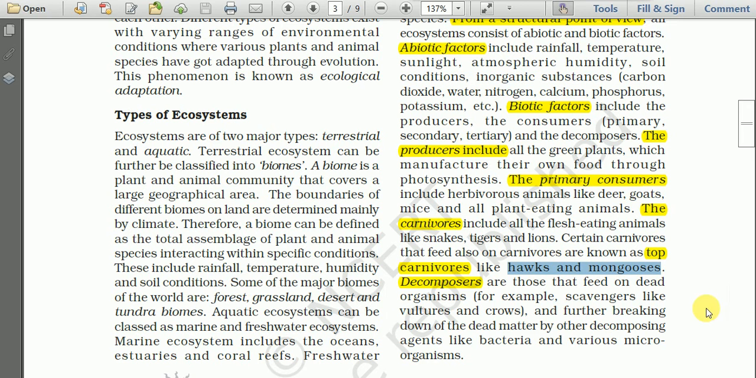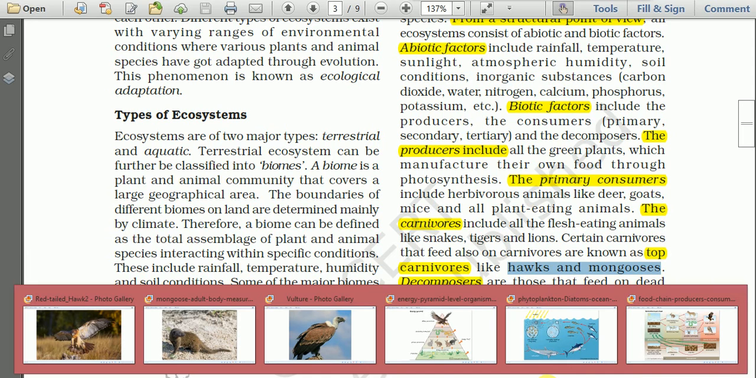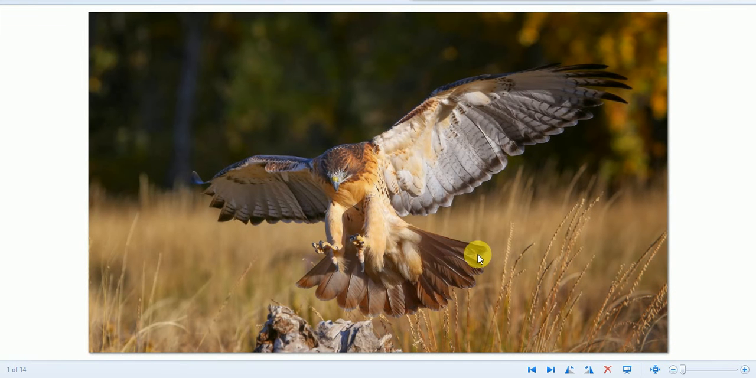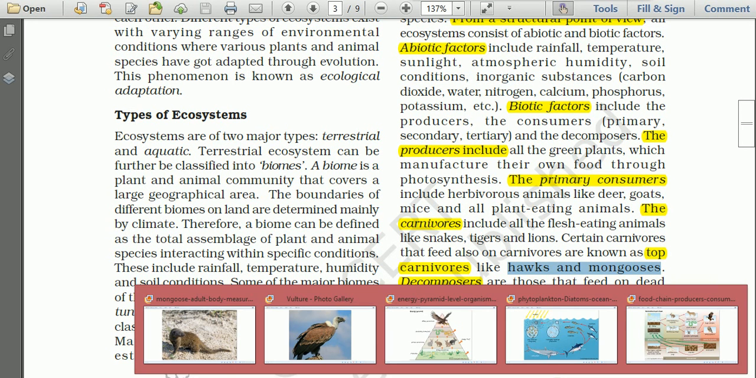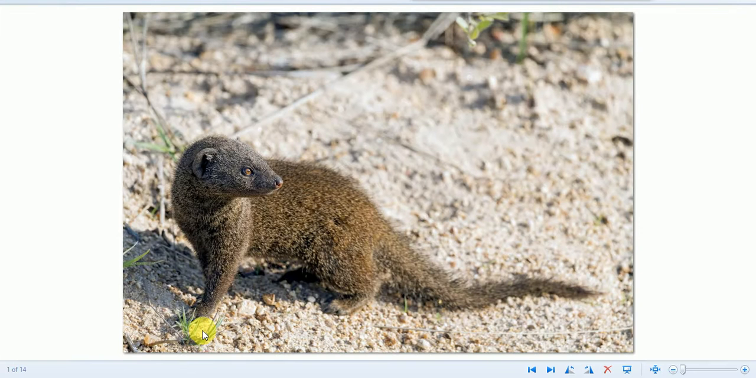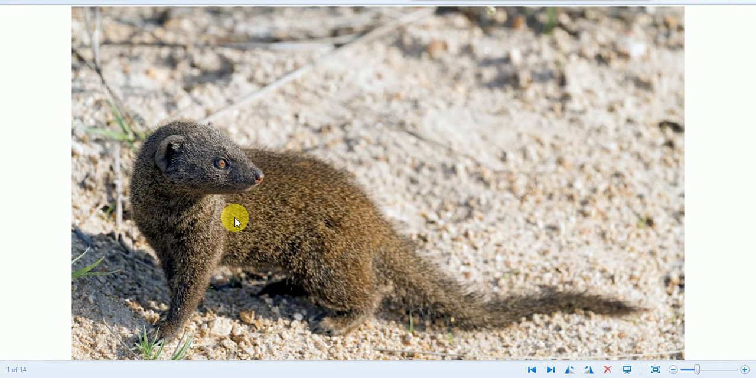I think you are familiar with hawks also. See here we have a photograph of this hawk. This is a red-tailed hawk, an example of a top carnivore. And another one we have is this mongoose. So this is also another example of a top carnivore.